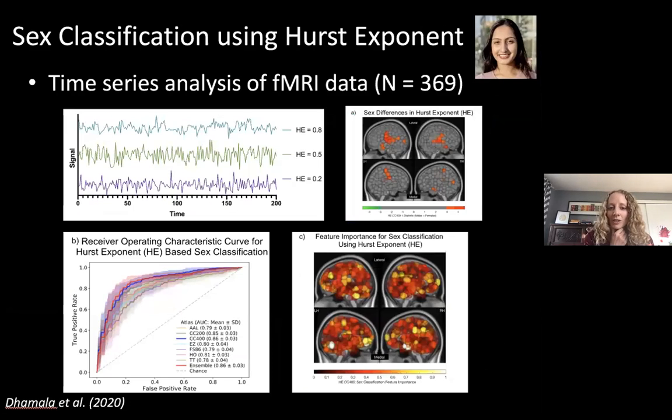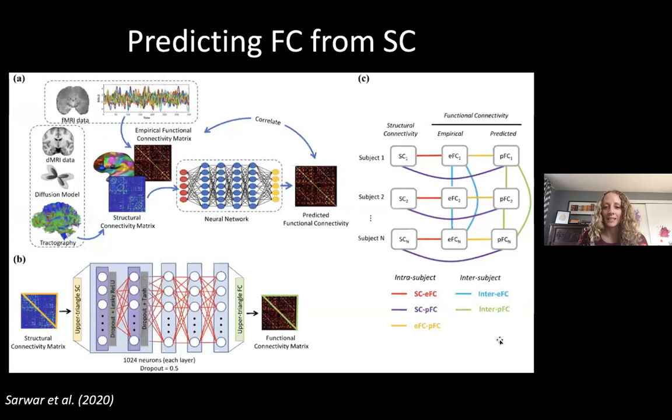Again, with Elvisha, we looked at time series analysis of fMRI data in healthy controls, and we actually showed that there are sex differences in the temporal dynamics of functional MRI signals. The thing that we looked at was the Hurst Exponent, which is a measure of temporal memory. And there we were able to use this measure of temporal memory to classify males versus females in our HCP data. So it's revealing some possible sex differences in temporal dynamics of fMRI data.